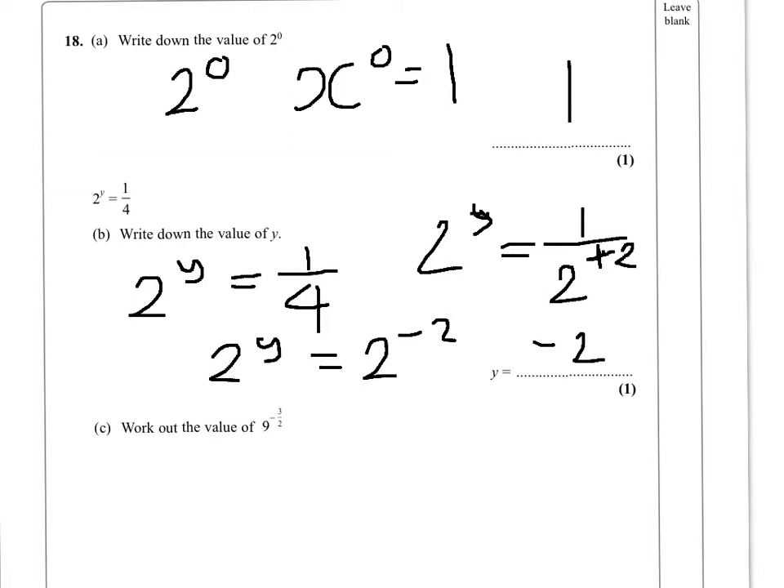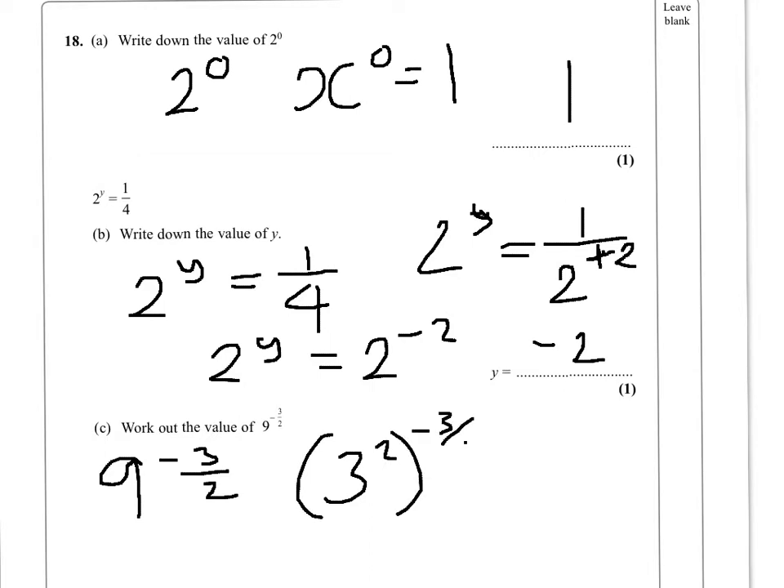Now, on to the last and hardest question, 9 to the power minus 3 over 2. Now, there are a number of ways we can do this. Here's one you might not have thought of. If we write 9 as 3 squared, and we raise it to the power minus 3 over 2, then the 2's, in actual fact, cancel themselves out.